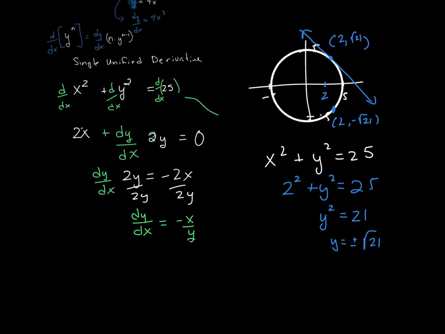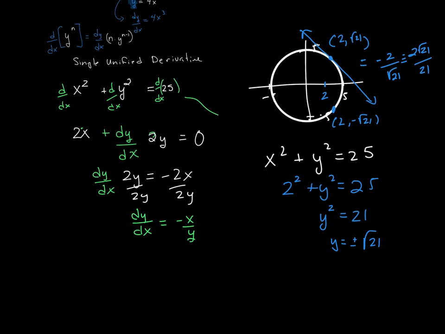So what that means is if I go back to my dy dx, my negative x over y, that tells me my slope at this particular point is going to equal negative 2 over the square root of 21, or negative 2 square root of 21 over 21, and that does need to be a negative.